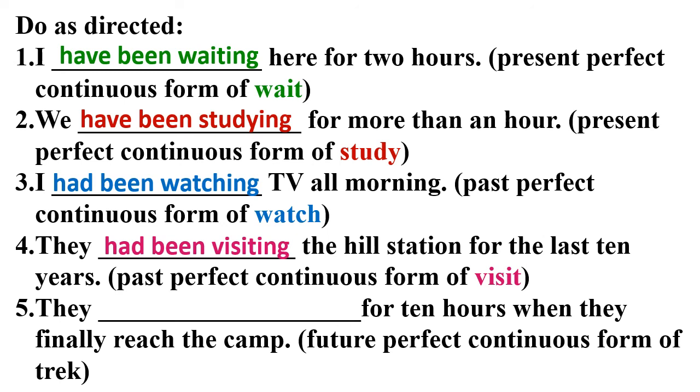To frame a sentence in future perfect continuous tense, we have to use the helping verb will, have, been. So after the subject they, write the helping verb will, have, been followed by the ing form of the verb given in the bracket. The verb given in the bracket here is trek, and the ing form of the verb trek is trekking. They will have been trekking for 10 hours when they finally reach the camp.